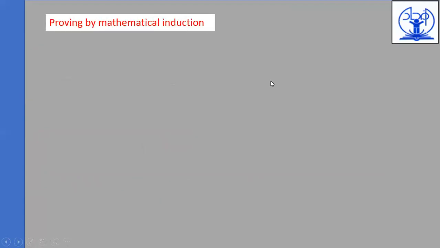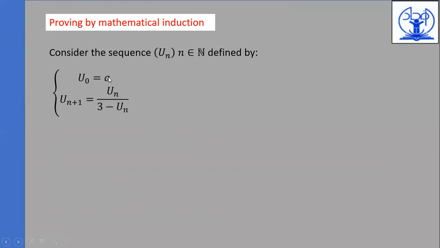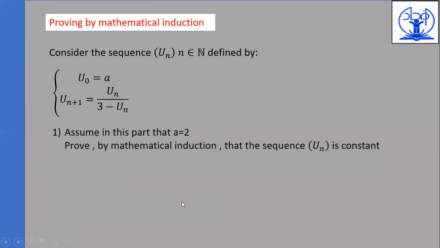Now we move to another property here concerning the chapter on sequences that you have studied last year, which is proving by mathematical induction. Consider the sequence un defined by u0 is a, and un plus 1 is un over 3 minus un. Assume in this part that a, the first term, is 2. Prove by mathematical induction that the sequence is constant.